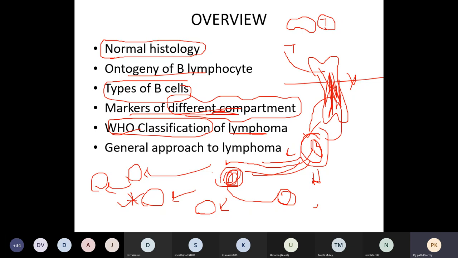Okay, then how is WHO classifying these lymphomas, means the bad ones, once they become bad? How many types of bad cells, bad lymphomas do you have, and how are we going to identify them? If you get a slide, how are we going to identify and come to a diagnosis? Okay, these are today's class topics.